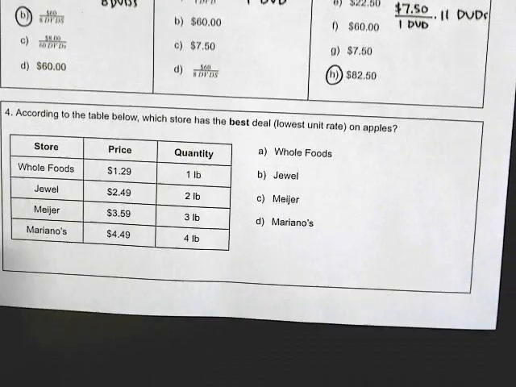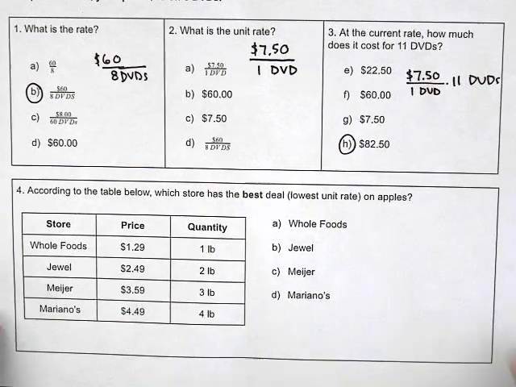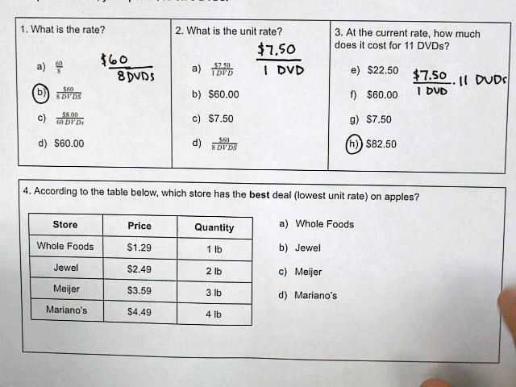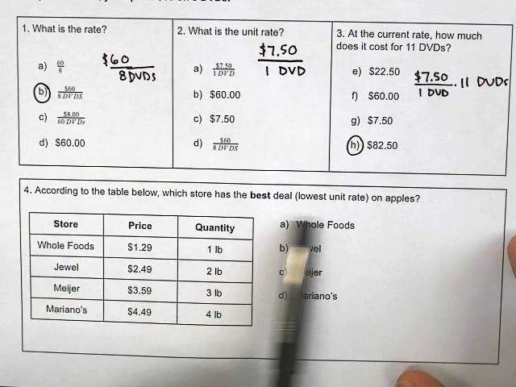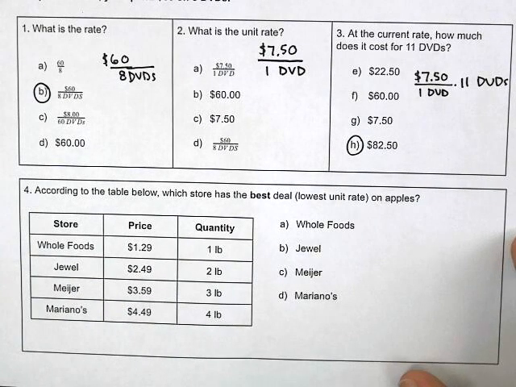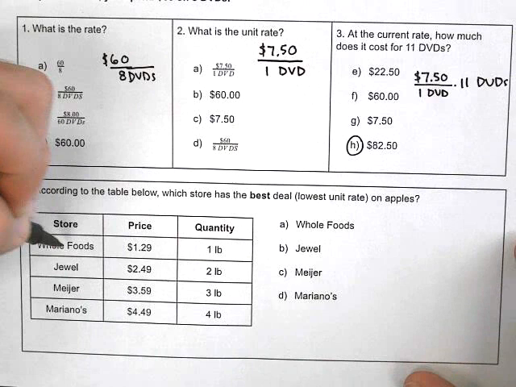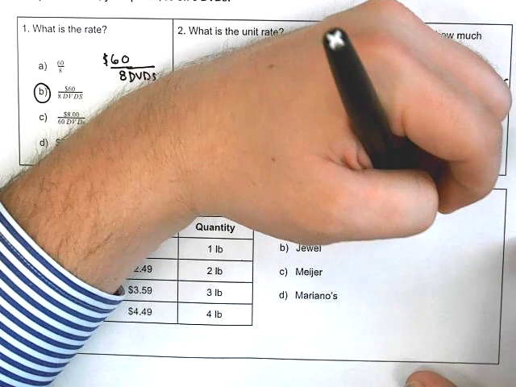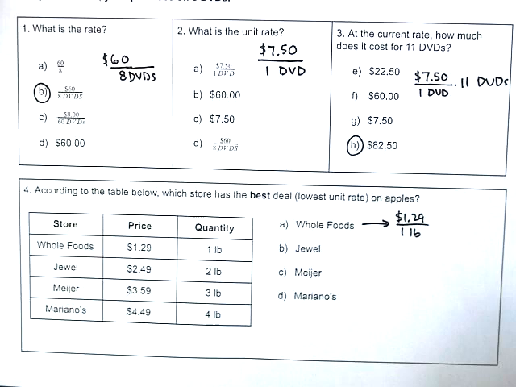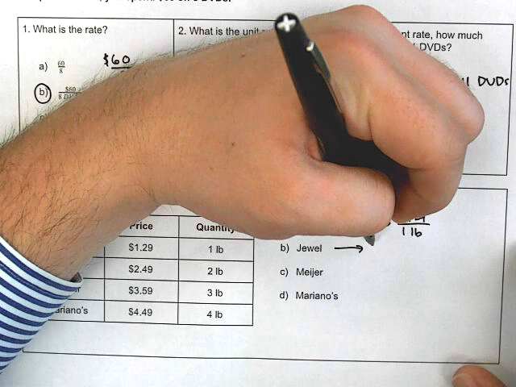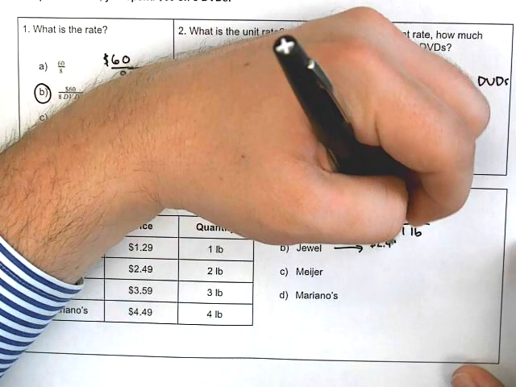If you remember correctly, going along with unit rate was trying to find the best or worst deal. I can write some rates on apples based on the different stores. For example, at Whole Foods, I would spend $1.29 for 1 pound. That's already a unit rate, so that's great. For Jewel, I'm going to have a little bit more work to do. I'm going to have to say it's $2.49 for 2 pounds.